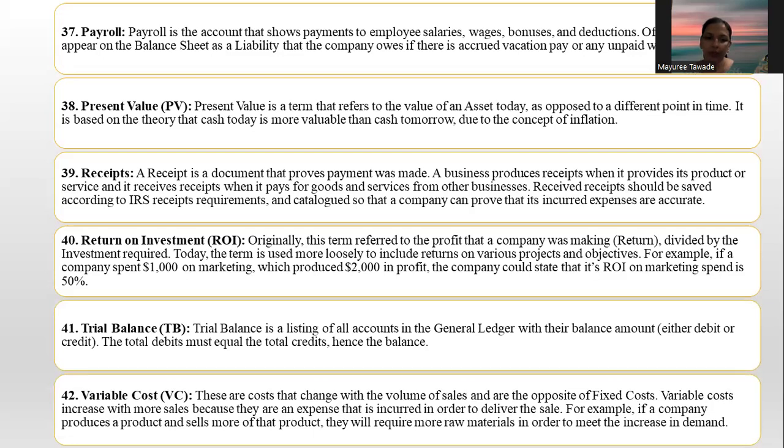Variable cost, there are costs that change with the volume of the sales, the opposite of the fixed cost. So for example, if a company produces a product and sells more than that, they will require more raw material in order to meet the increased demand. So over and above, the variable cost will change. Today I'm producing 100 units, tomorrow I need to produce 150 units. So according to the production of the units, the cost will vary. That is said as variable cost.